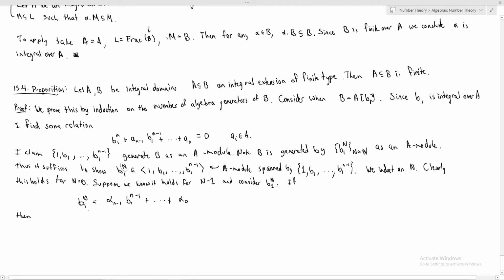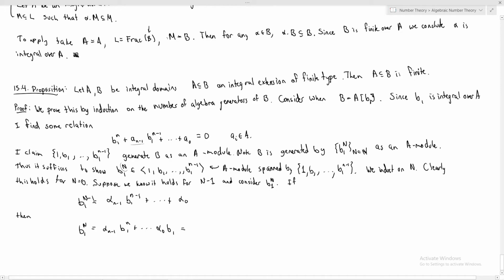What can I say? Sorry. So I know B1 can be written as some A linear combination, like this. I can multiply this whole thing by B1. I'll get B1 to the n equals alpha to the n minus 1, B1 to the n plus alpha naught B1. And using the fact, using this equation up here, I can rewrite B1 to the n as negative all this stuff.